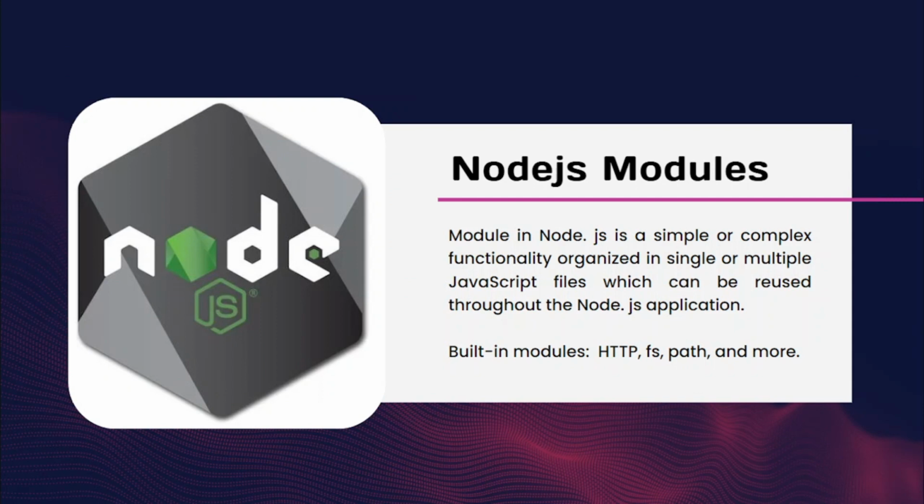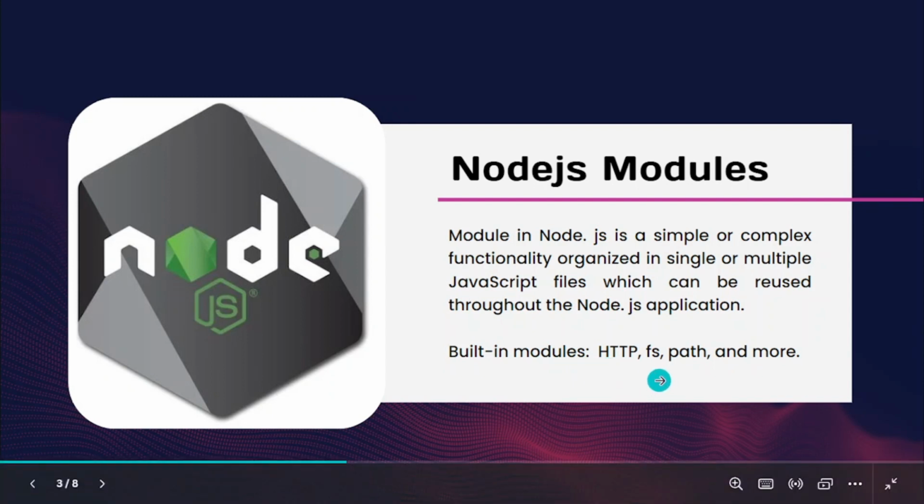Okay, so we have a definition here which states that modules in Node.js are simple or complex functionality organized in a single or multiple JavaScript files, which can be reused throughout your Node.js applications. So they are simply JavaScript files. Node.js has many inbuilt modules that are part of the platform and come with the Node.js installation. For example, we have inbuilt modules like HTTP, file system, path, and many more.